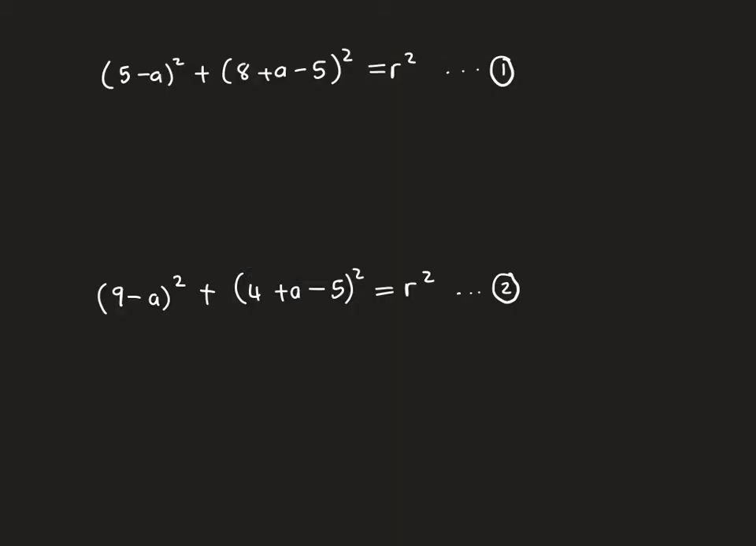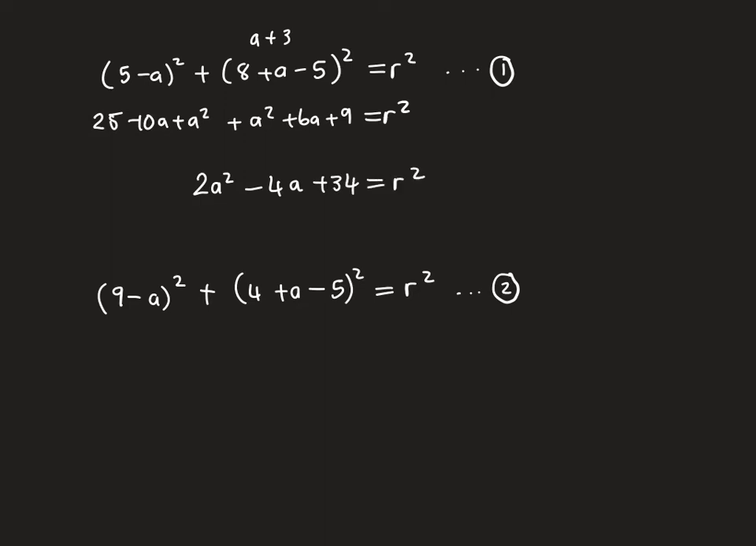Okay, so here are our 2 equations. Let's tidy them up. In the top equation, this first bracket, we can FOIL out, and it will become 25 minus 10a plus a squared. The second bracket, which is really just a plus 3, if I square that out, I'm going to get a squared plus 6a plus 9 equals r squared. And so when we tidy up this, I'm going to be left with 2a squareds. Is that correct? Yes, 2a squareds. Minus 10 plus 6 is minus 4a. And 25 plus 9 is 34. That's equal to r squared.